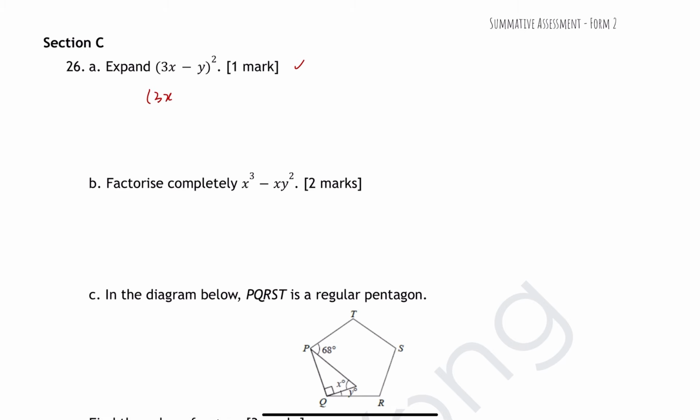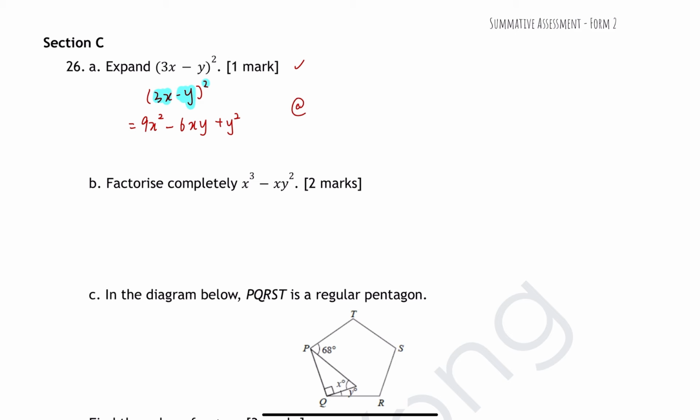So (3x − y)², again, if this is a square item, you can square your front, square your back, you will have your 9x² plus y². And the middle part, you just multiply in between this term, and 2. So you have a negative 6xy.